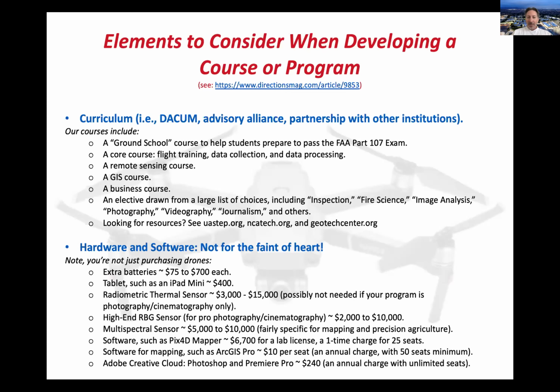It's possibly not needed if your program is photography and cinematography only, but if you're having more of a holistic program, it can get costly. What about high-end RGB sensors for pro photography and cinematography? 2 to 10 grand. Multispectral sensors, mapping and precision agriculture, $5,000 to $10,000. You need software for image processing and analysis, such as Pix4D Mapper, software for mapping, such as ArcGIS Pro, and if you're doing some real creative photography, then Adobe Creative Cloud is important.